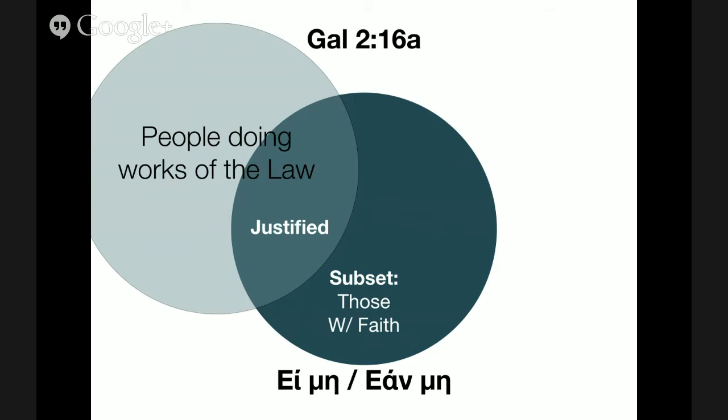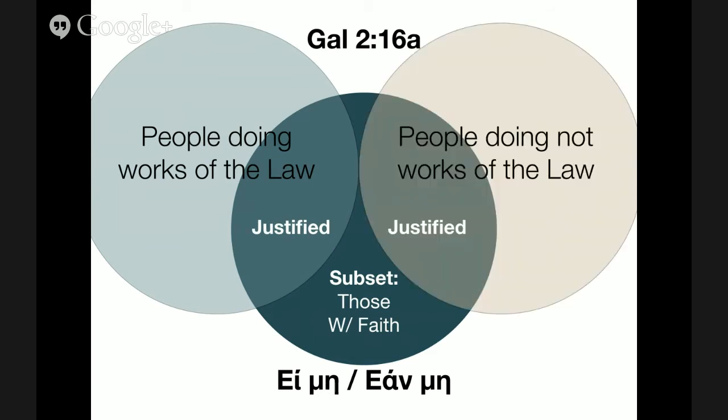So now he's talking about the subset of people who are justified, and it's those people who have faith in Christ. Now, the reason why this is such an uncomfortable statement is because we're missing the other subset of people, and it's those who don't have works of the law, people who are not doing works of the law. The question is, what about them?